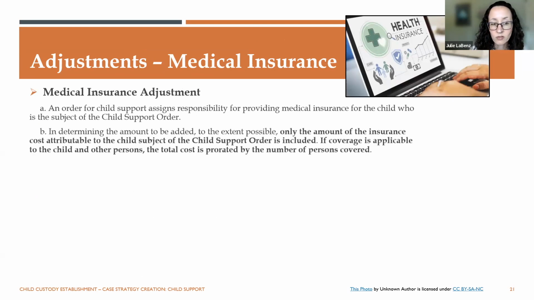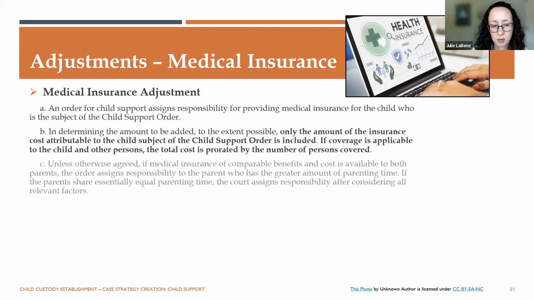The court order for child support is going to assign one parent the responsibility for getting medical insurance for the child. And in giving a credit to that parent in the child support worksheet for the amount they pay, they only get credit for the amount that covers the child. So if they have a family plan that covers the whole family, they need to figure out the amount just for the child. And they could prorate the total cost by the number of people covered.